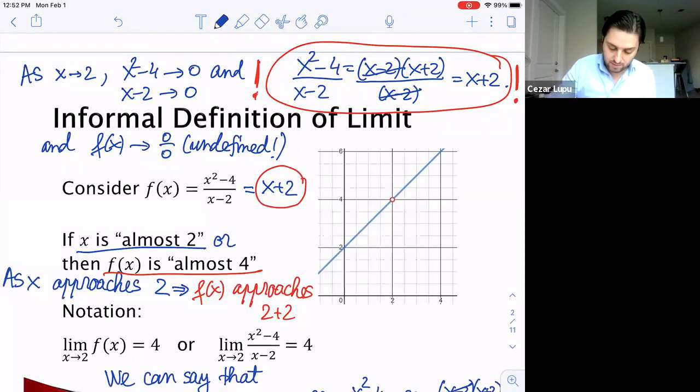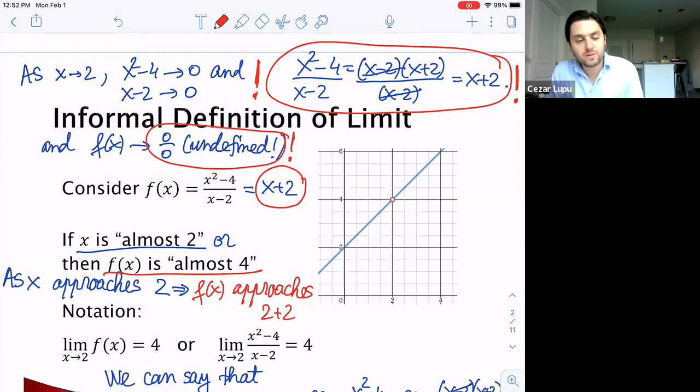Let me stress this. So 0 over 0, this is undefined. This is important. And also there are others such as infinity over infinity, infinity times 0, 0 to power 0, infinity minus infinity, and 1 to infinity. And we will see how we will deal with each and every one of them. But so far, what you know is that when you have 0 over 0, then you need to come up with something.